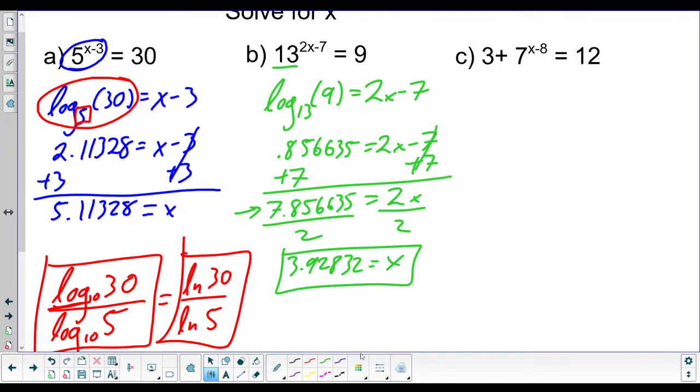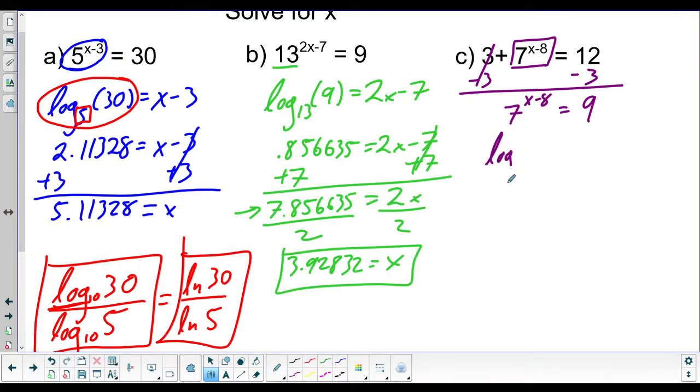All right. Example C. Let's do purple. Here, our base with our exponent is not isolated. So we need to isolate this first. So we need to get rid of this 3. This 3 is being added and it's positive. So we're going to subtract 3 on both sides as our first step. So these cancel. We have 7 to the x minus 8 power equals 9. And now that the base with the exponent is isolated, we can rewrite this as a logarithm. So we're going to have log base 7 of 9 equals x minus 8.